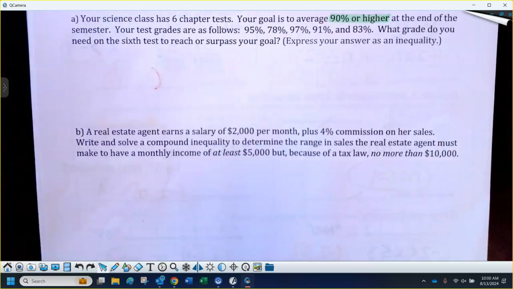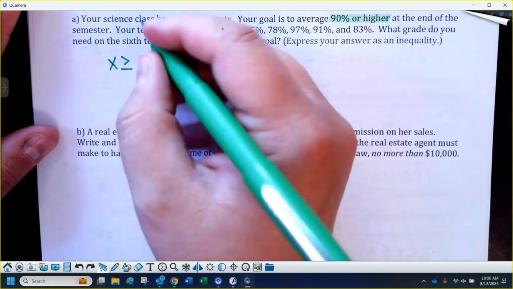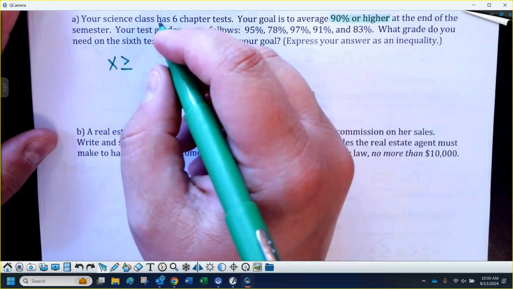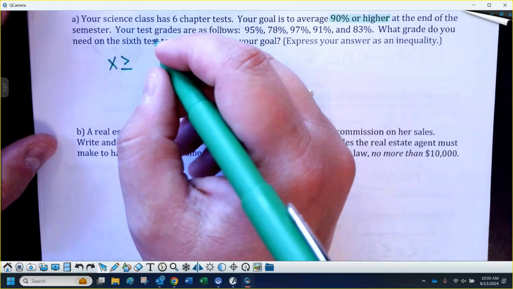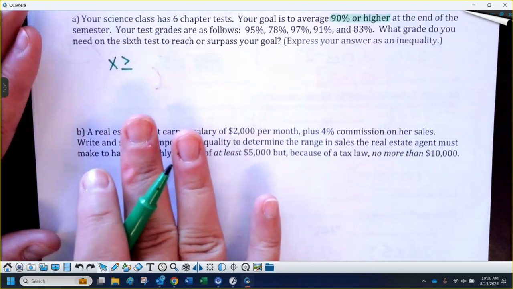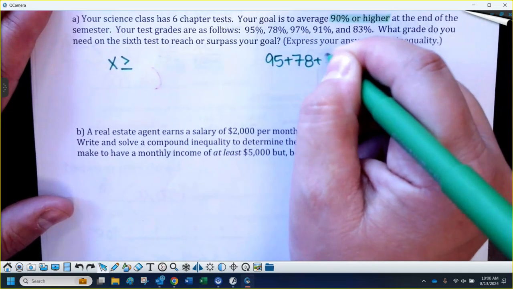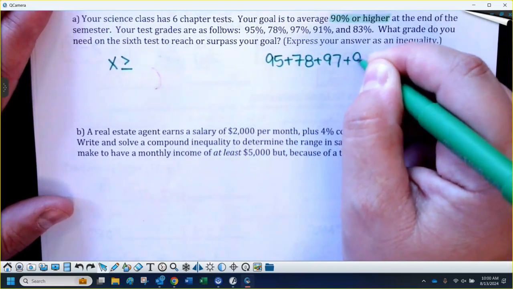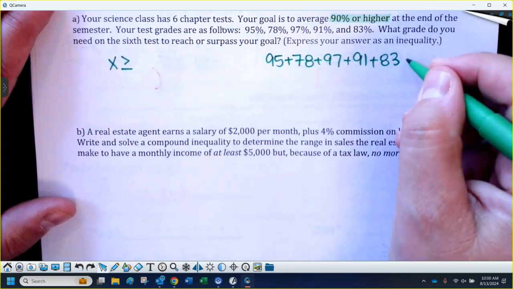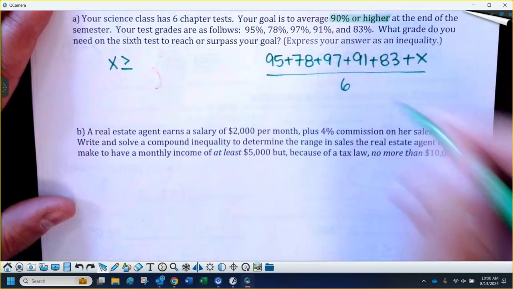What do you think? X is greater than 46, and then 95 plus 78. You're so close. Okay, well, let me leave the X there for a second. We're going to add all these tests up, right? The 95, the 78, 97, 91, 83. And eventually we're going to take 6 tests, right? So we are going to divide by 6. Let me put the X with that group, and I'm going to have 6 tests total.